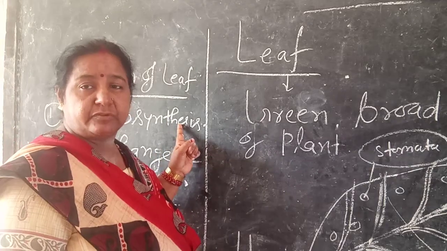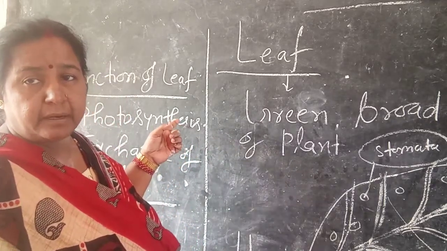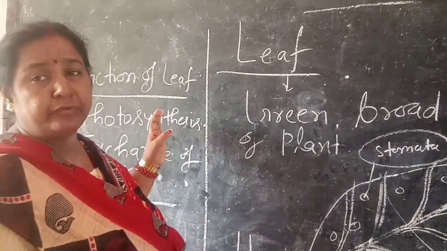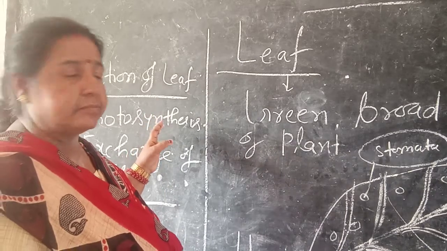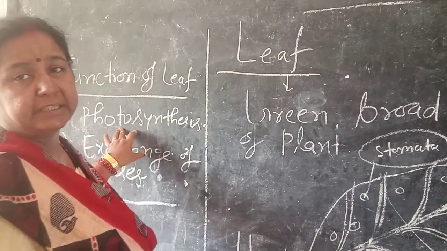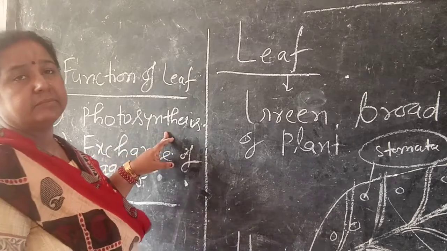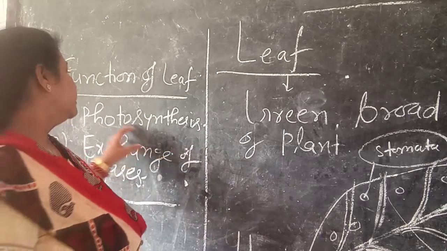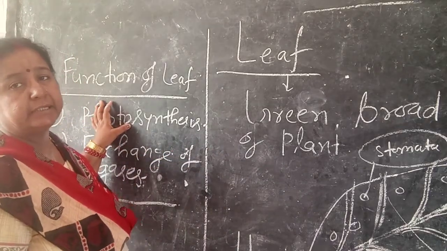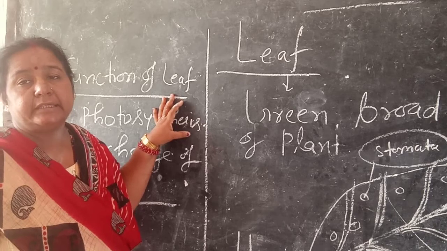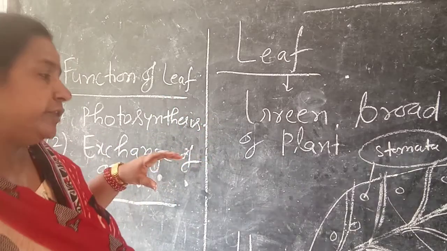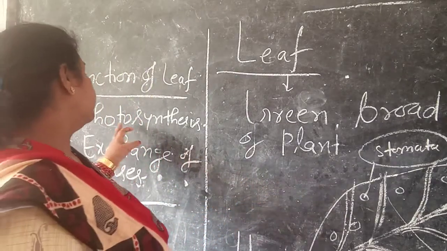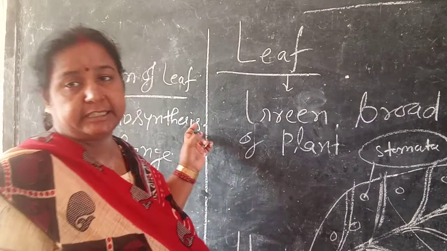Now the function, first, food making process. Food making is the first function, खाना बनाना है ना. Photosynthesis takes place in presence of sunlight. So photo means in presence of sunlight. Synthesis means to prepare this food. So in presence of sunlight it prepares the food, and it is done by the chlorophyll of leaf. Ultimately, the function of leaf is to do the photosynthesis process.